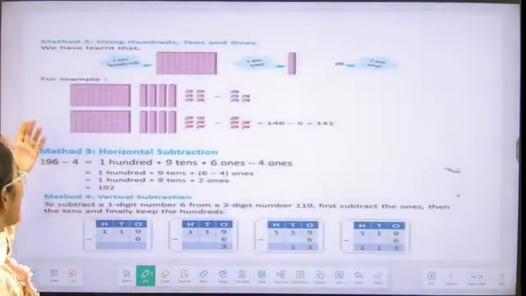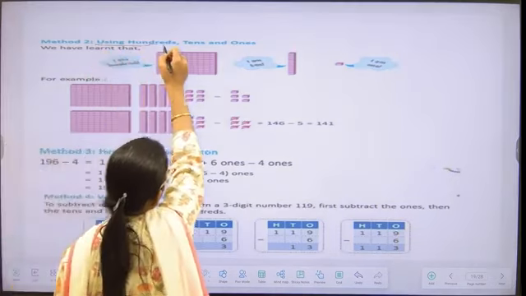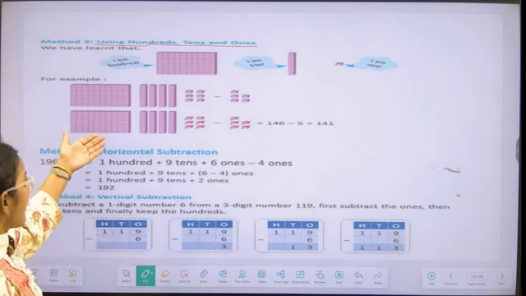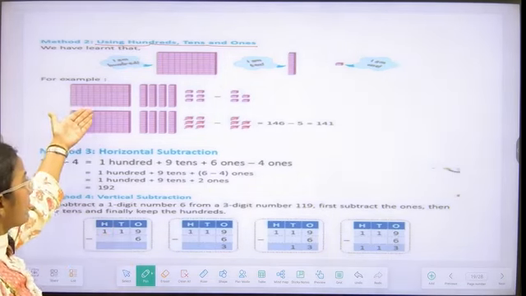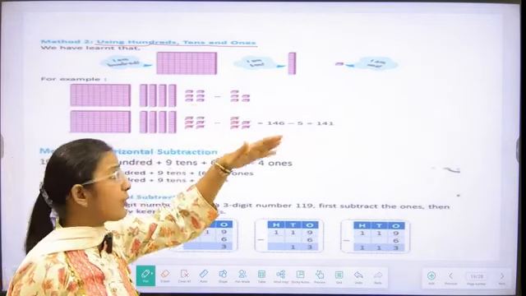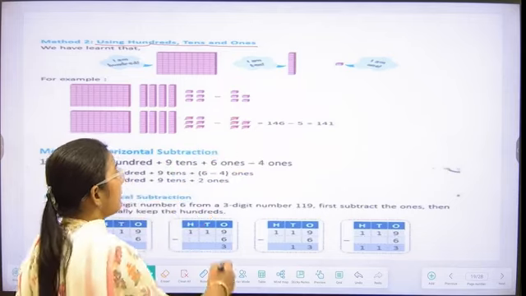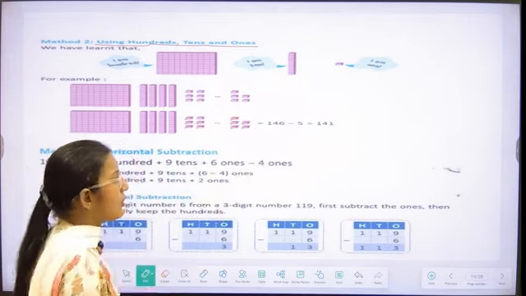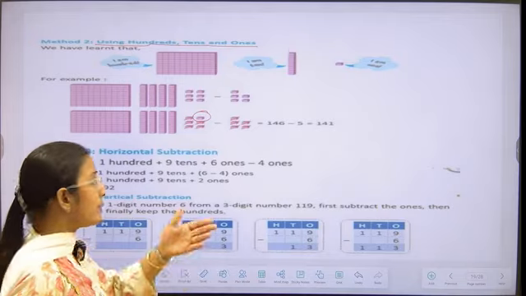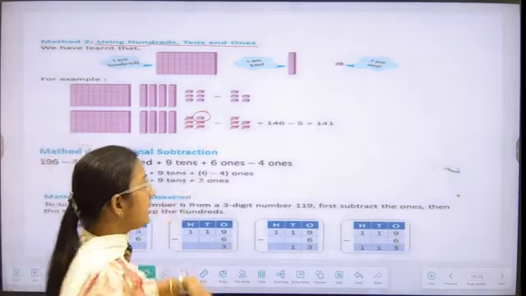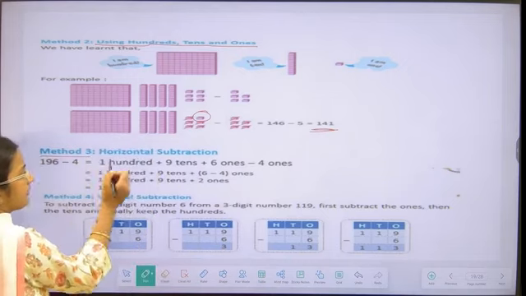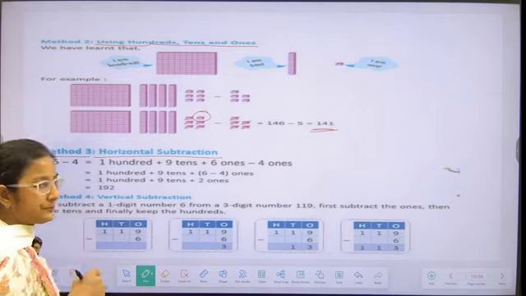Now we are going to understand how we can subtract by using the hundreds, tens and ones blocks. As you can see in the picture, we have 1 hundred block, 4 tens blocks and 6 ones blocks, and we have to take away 5 ones blocks from that. So we subtract ones blocks from ones blocks. How many ones blocks are we left with? One ones block. So our difference will be 141, student.